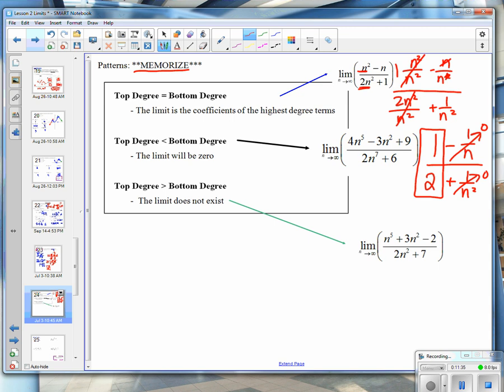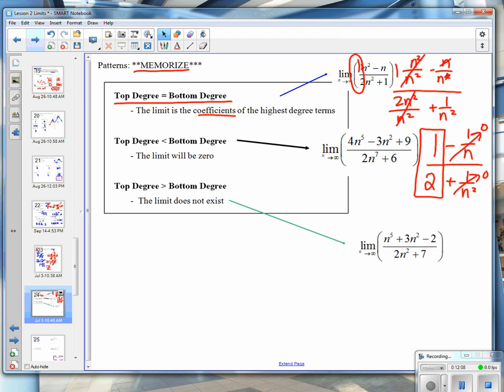Now, let's take a look at what the shortcut says. If the top degree equals the bottom degree, which it does, the highest power is in both the numerator and the denominator, the limit is the coefficients, so the numbers in front, of the highest degree terms. Well, if we look at that, the highest degree terms, that's a 1 and that's a 2. So right away, I knew my answer was going to be 1 over 2 because of that little rule. Again, as you can see, you don't have to memorize the shortcuts. You can do it the long way.